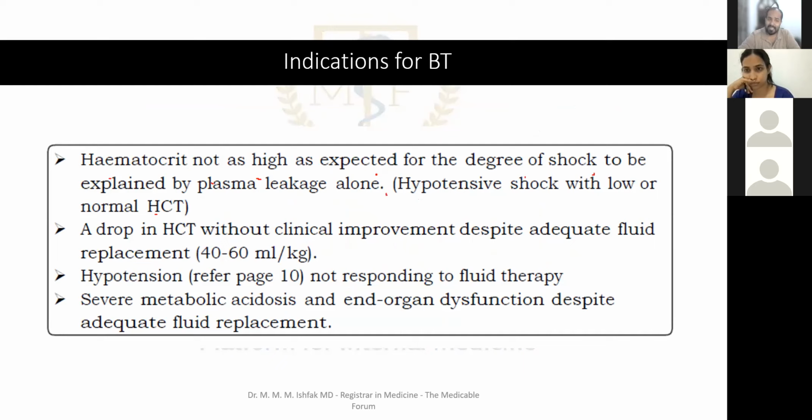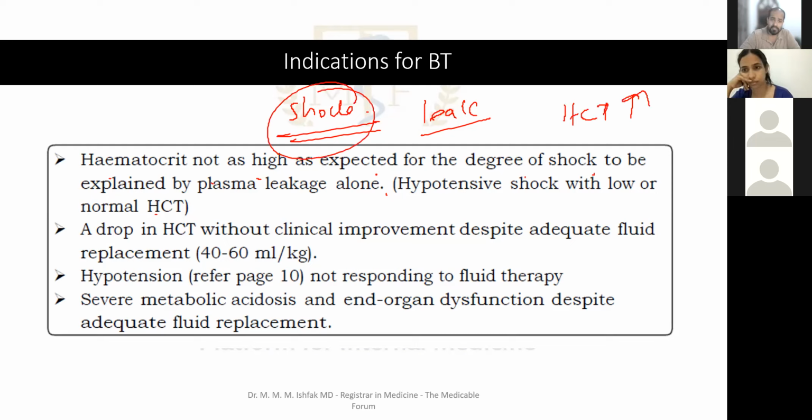Like, let's say there is a shock. Now, if there is a leak, guys, listen to me carefully. If there is a leak, there should be hemoconcentration, so your HCT should be high. But the patient is in shock, with normal hematocrit or even low hematocrit. Now you should definitely think about bleeding here. So that is an indication for blood transfusion. Patient is in shock, but HCT is low. You need to transfuse. Another indication: a drop in hematocrit without clinical improvement.